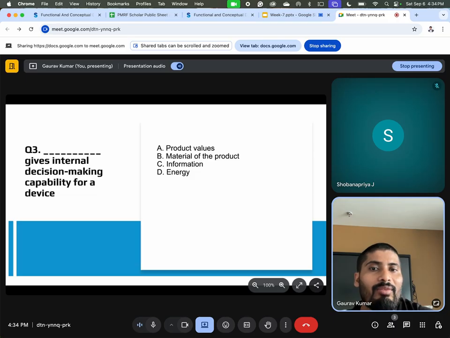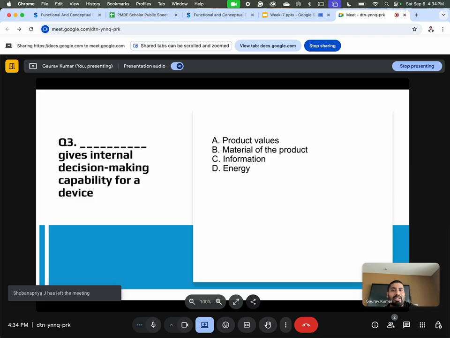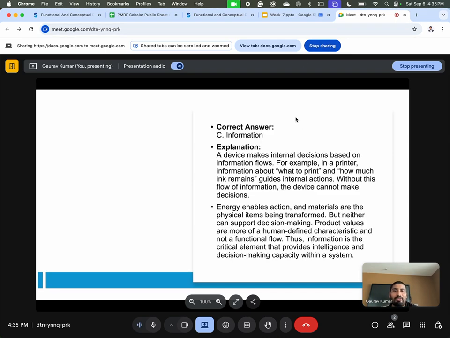The product value, on the other hand, reflects external judgment and is not a functional flow at all. So thus information is what transforms a machine into an intelligent system, and it is the key enabler of automation, control and adaptability within product design. Okay, now you can also check the correct answer and explanation part on your screen. Please pause the video and go through this slide.